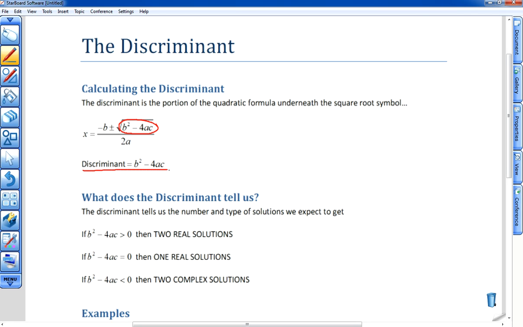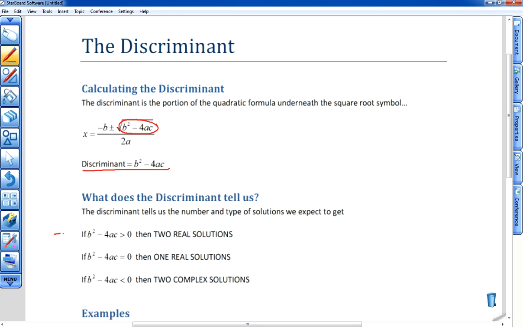So our discriminant is equal to b squared minus 4ac. The question is, what does that tell us? Why is it useful? So what does the discriminant tell us? The discriminant tells us the number and type of solutions we expect to get if we were to solve the quadratic equation that we were working with. So there's three different scenarios.